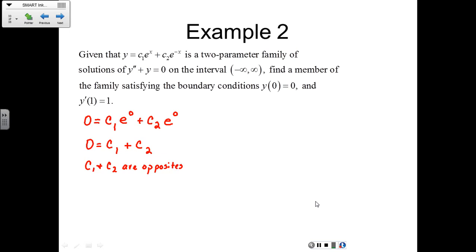Okay, let's take the derivative of that. Y prime then would equal C1 e to the x. That don't change. But C2 e to the minus x, that minus is going to come down and say minus C2 e to the minus x. Y prime of 1 equals 1. So C1 e to the first and e to the minus 1.